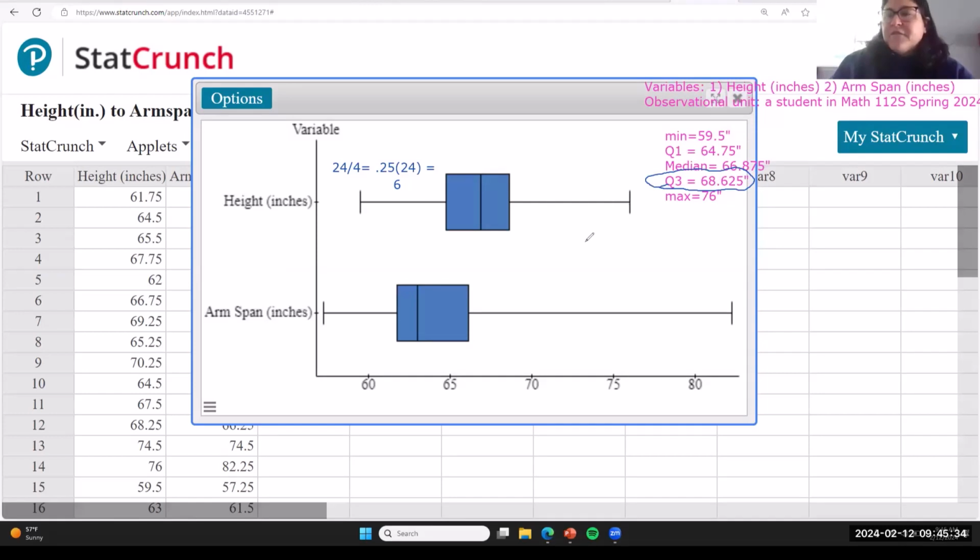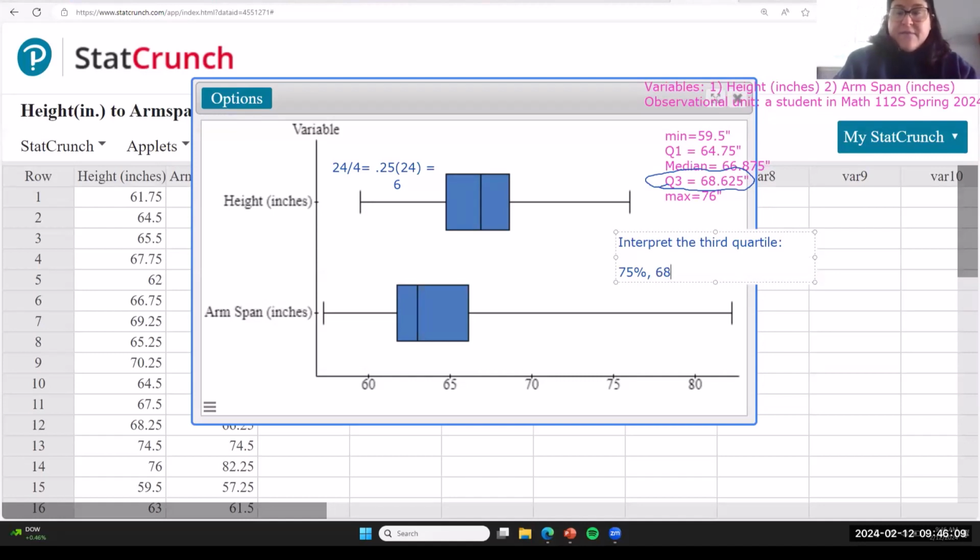Okay. So if you had 3/4 in your pocket, how much money would you have? You'd have 75 cents. So for the third quartile, a lot of you knew that we're dealing with 75%. Okay, so what about the 75%? And then remember the 68.625, that's not a percent, that's inches.